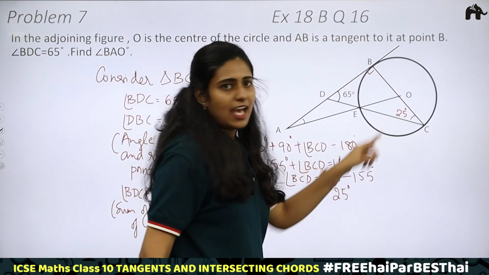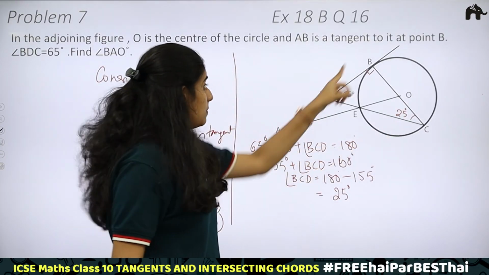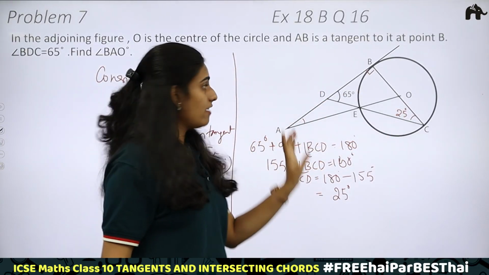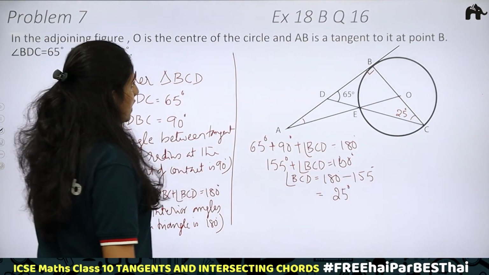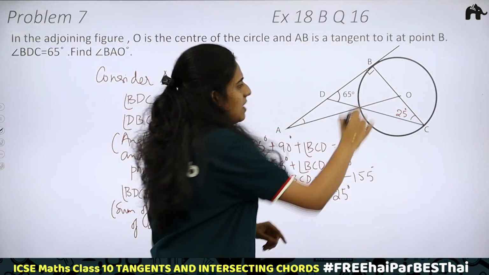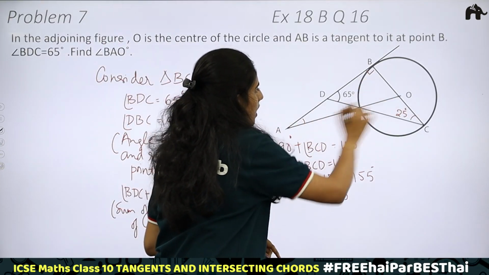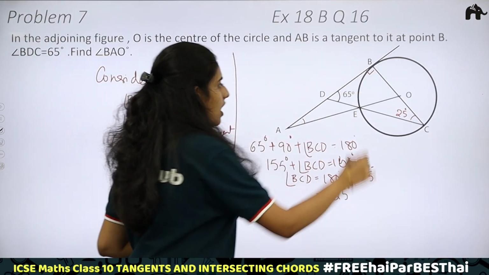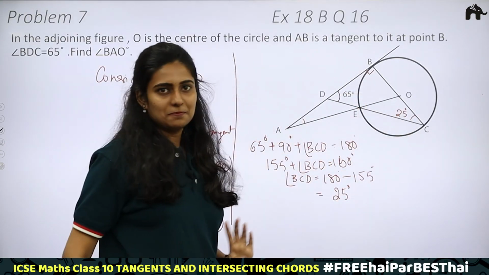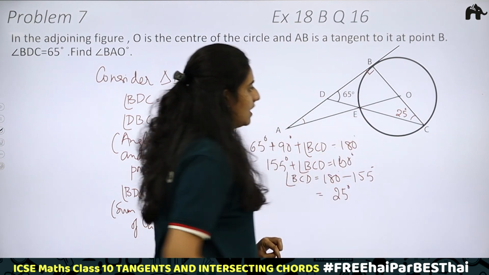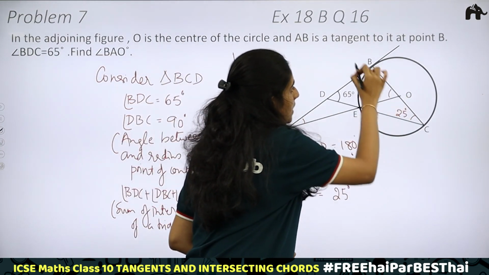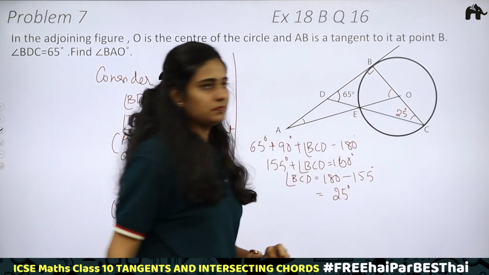Now, how does this angle help us find what BAE is? We have to find the angle BAO. That is the same angle. BAE and BAO are the same angles. How does this angle help to find this? Using this, we can find the angle BOE.